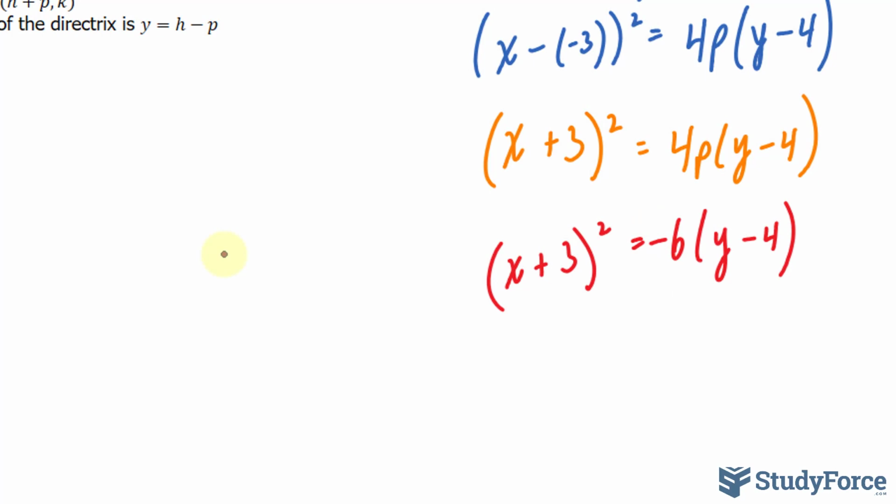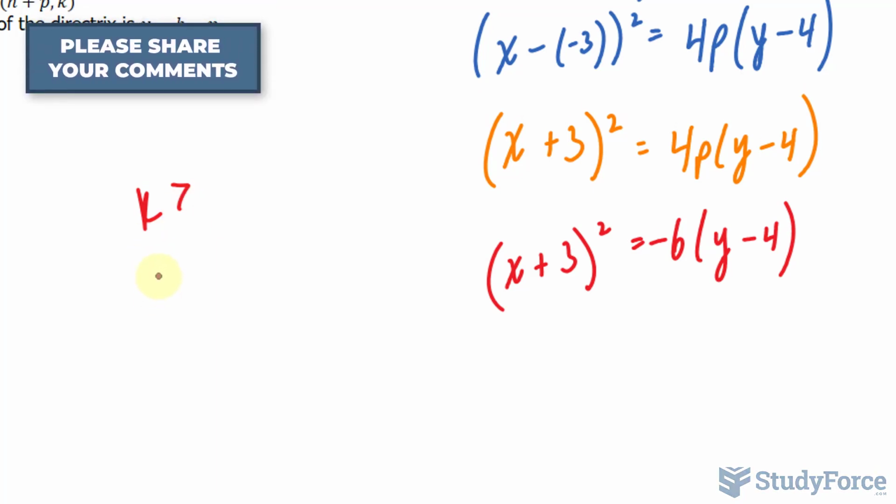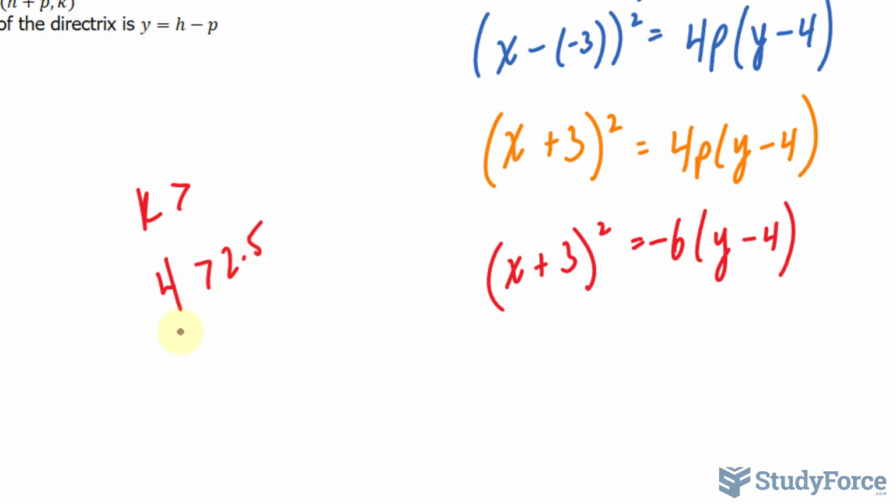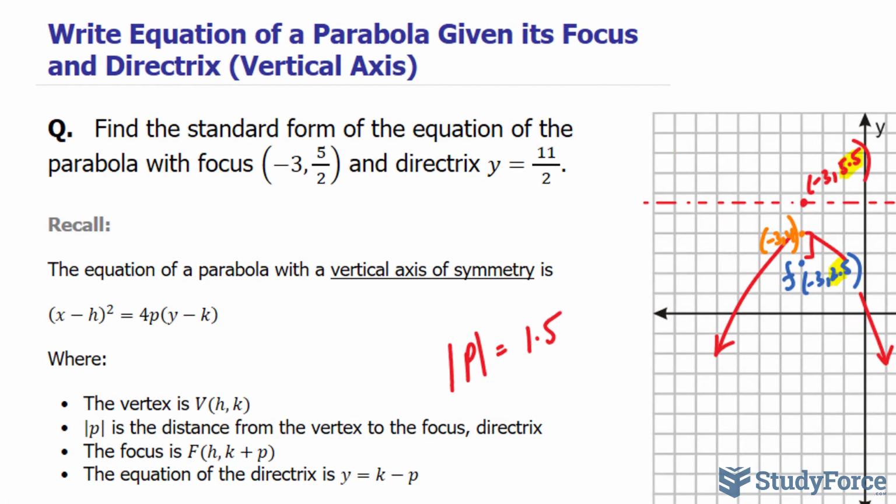Now in case you do not have a graph to visualize whether it's opening up or down, compare the value of k, which is the y-coordinate of the vertex, to the y-coordinate of the focus. If k is larger than that value, then you know that it is opening downwards. If k is less than that value, then it's opening upwards. In our case, k was 4, and the y-coordinate of the focus was 2.5. Because k was larger, we wrote down negative. So there you have it. That is how to write equations of a parabola given its focus and directrix.